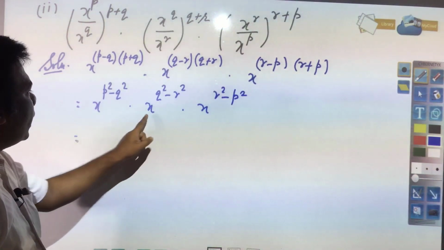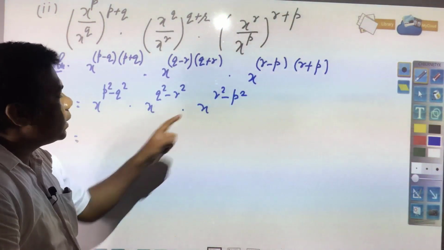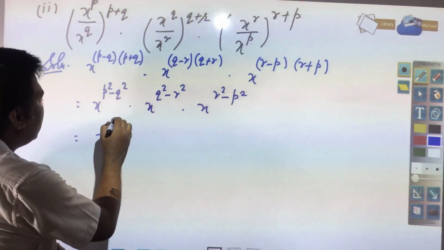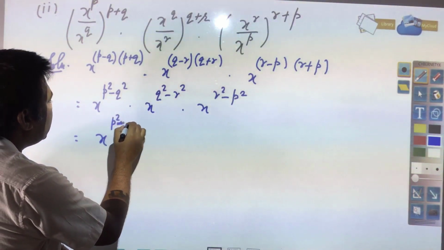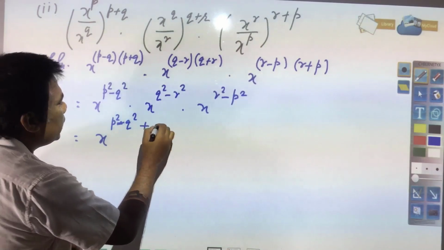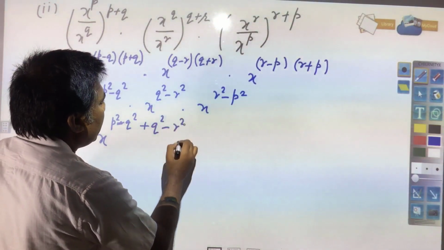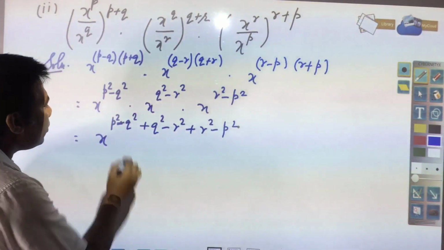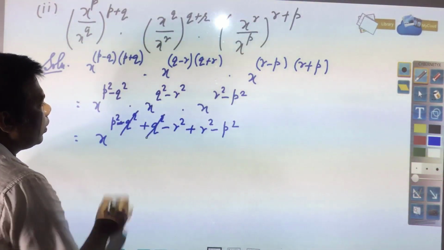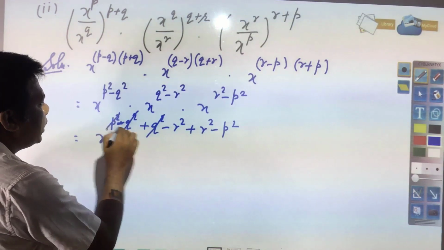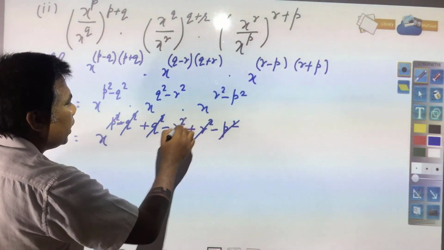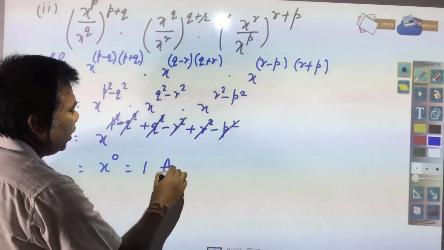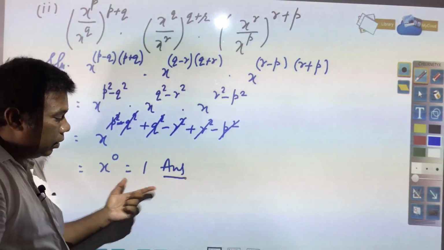Now, base are same x, the same formula is required to be applied, x to the power p square minus q square plus q square minus r square plus r square minus p square. Q square and q square got cancelled, p square, r square and r square, again you have got x to the power 0, and that is equal to 1, and this will be your answer.